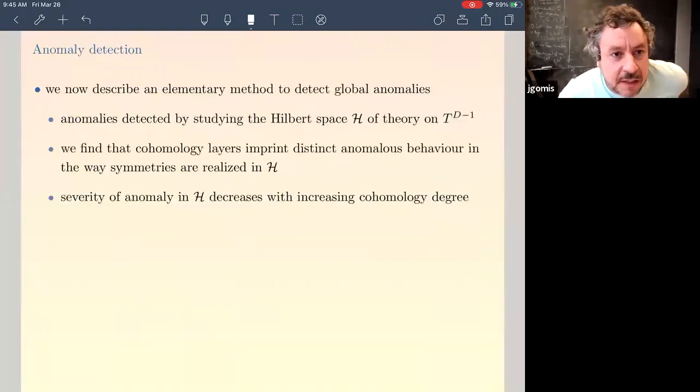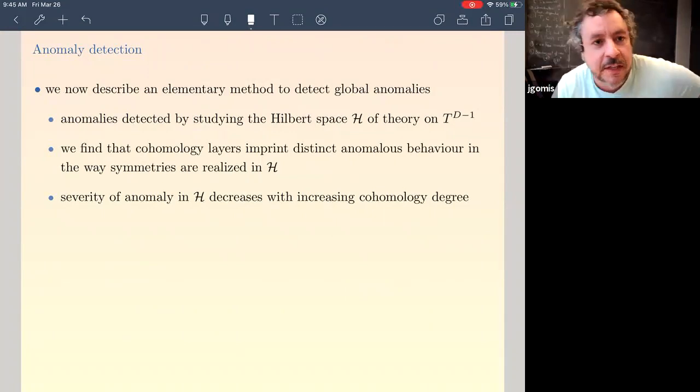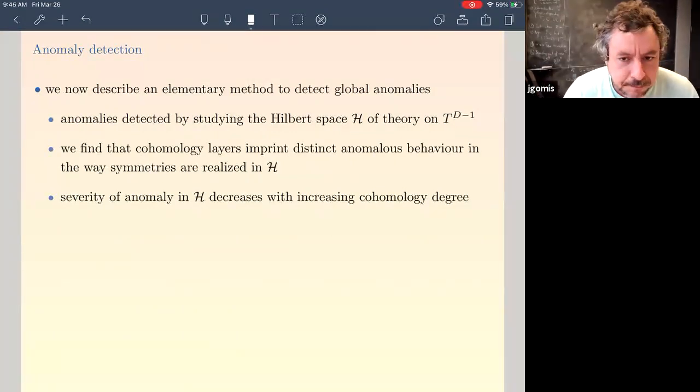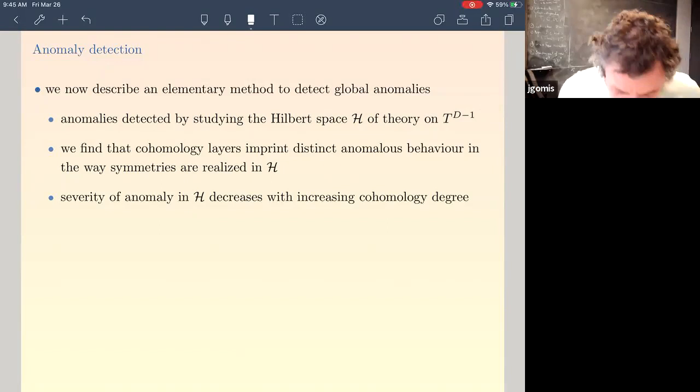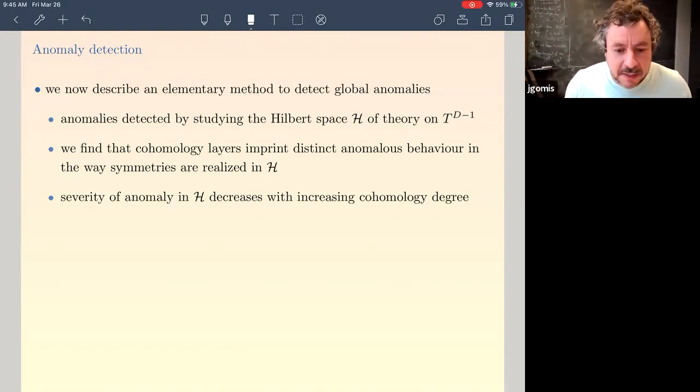So what I want to describe in this talk is an elementary method to detect global anomalies, a method that you could use after you finish your first quantum field theory course. And I will do the most simple possible thing, which is always the first thing you should try, and surprisingly, this captures a large class of anomalies: we will try to detect anomalies by studying the Hilbert space of your theory on a special manifold, which is just a flat torus. So we're going to study the theory on a flat torus and try to understand if the global anomalies of your system are imprinted in the Hilbert space of your theory.